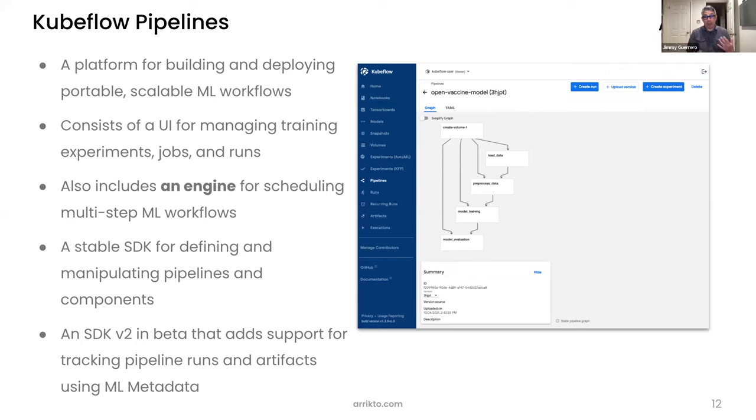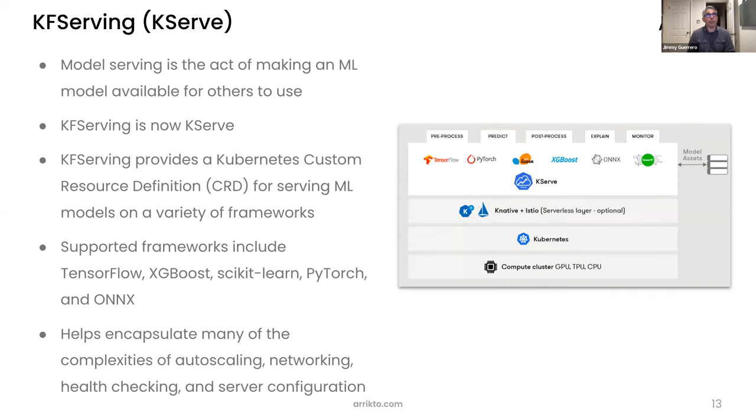Now, we also want to remember that Kubeflow is not just a user interface. The variety of components actually have APIs and SDKs, as you would imagine, that you can interact with. So with pipelines, there's actually two SDKs that you can interact with. There's one that's stable, that's current, that you can use to define and manipulate pipelines and components. And then there's a new one, a V2 that's in beta, that adds some additional functionality around pipeline runs as well as artifacts and metadata.